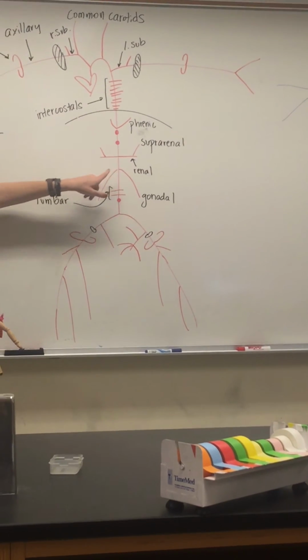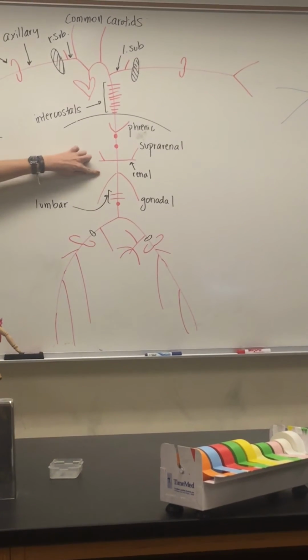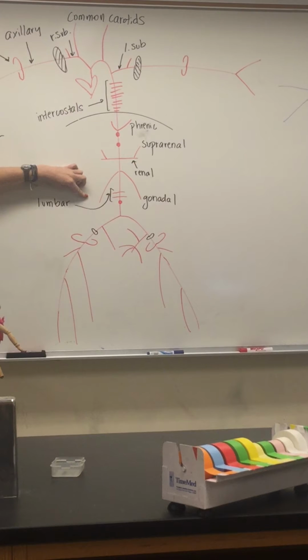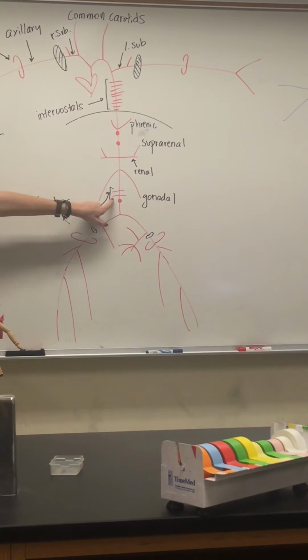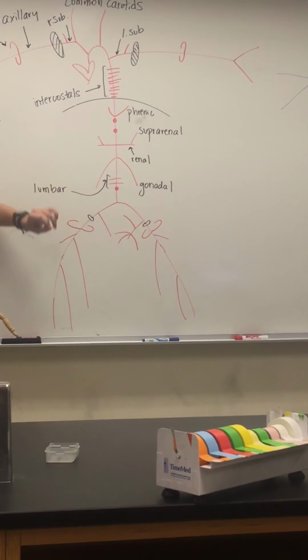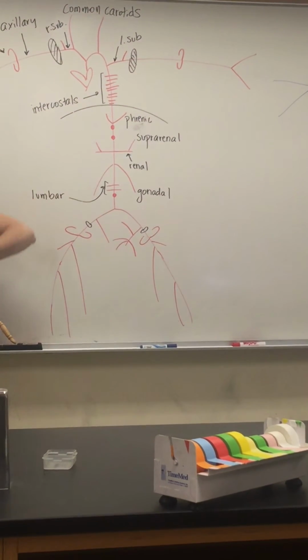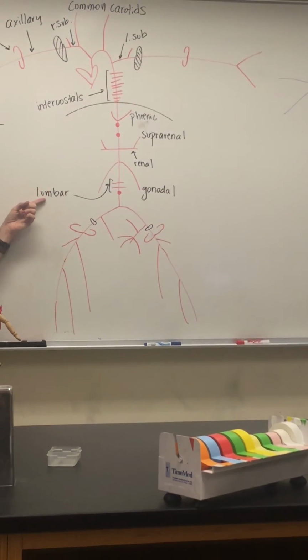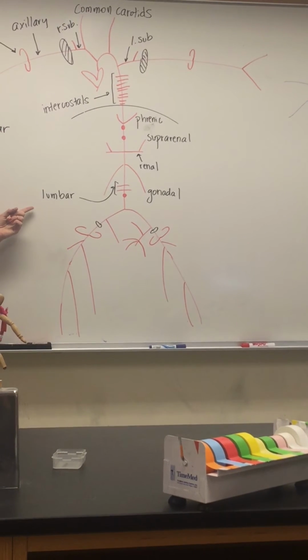After the renals, we get our gonadal arteries coming off. And then we've got lumbar arteries going in between the lumbar vertebrae. Just like intercostals go in between the ribs, these lumbars go in between the lumbar vertebrae.